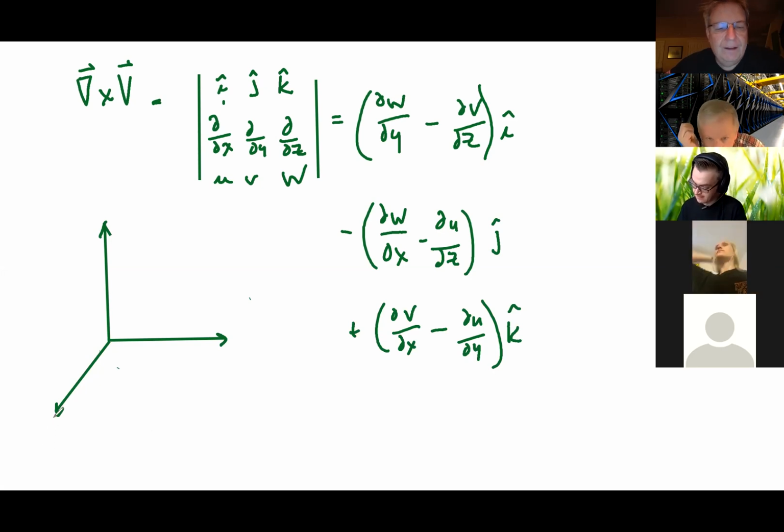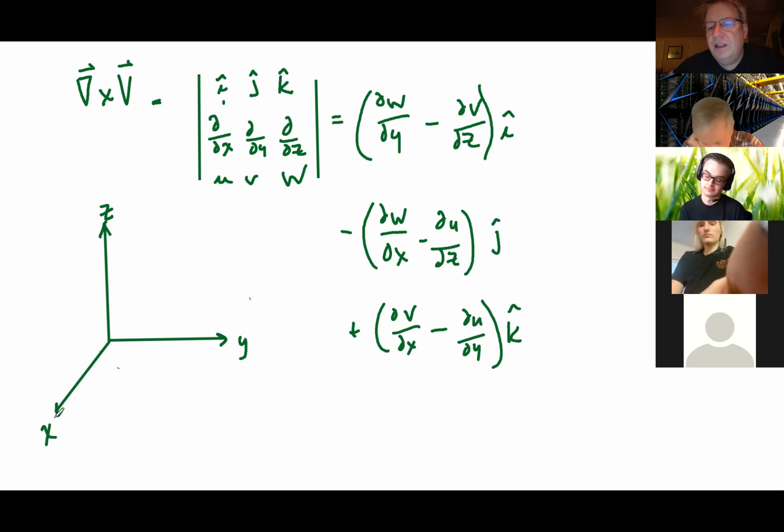Which one? This one. V? No, no, no. Axes. This is X. Oh, I see, X, Y, and Z. So if this is pointing to the east, then that's the way north would point. You kind of have to work yourself out.